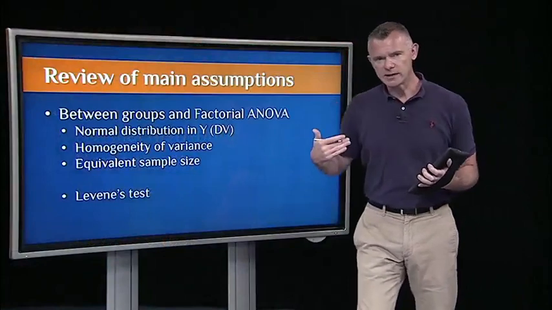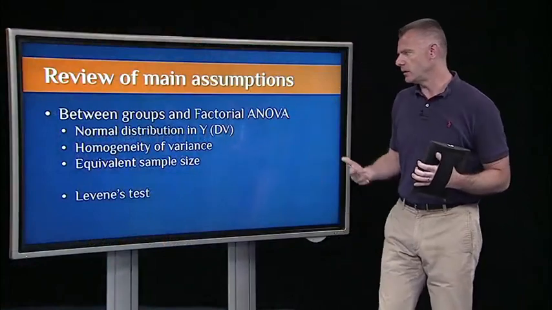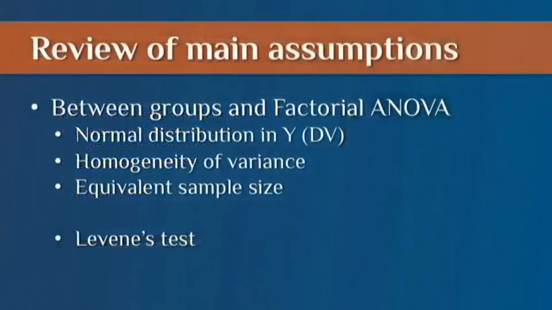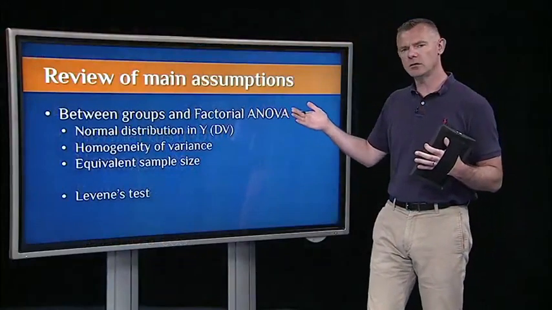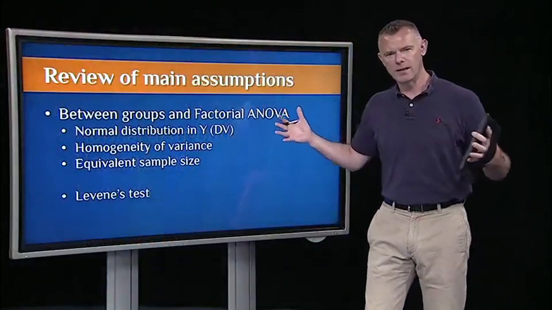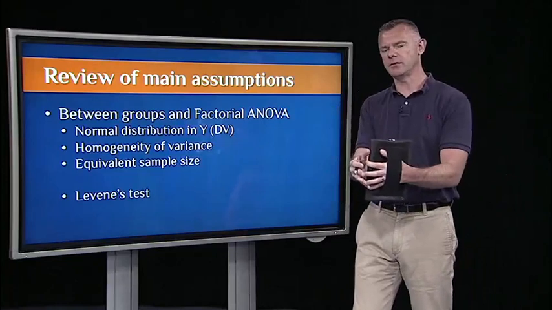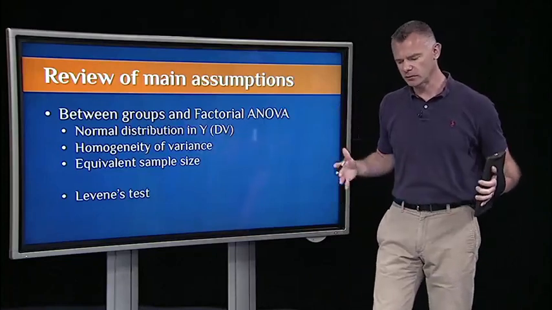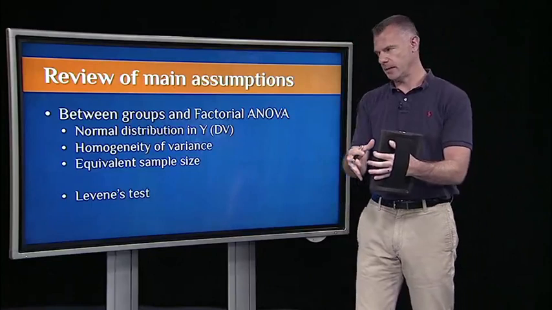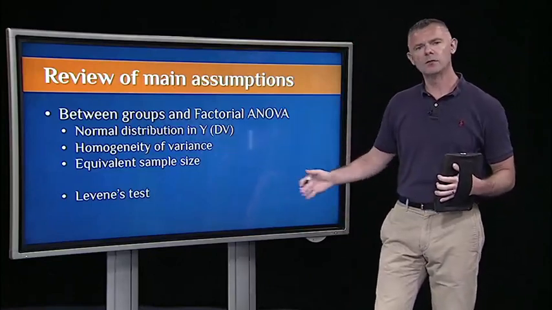We then moved from t-test to ANOVA. And we did between groups ANOVA and factorial ANOVAs. Again, you see that main assumption across all of these tests was the normal distribution in Y, or outcome measure, or dependent variable. We still have this homogeneity of variance assumption because in between groups and factorial ANOVA, we're getting that pooled error term, right? So if we're pooling the standard deviations from all our groups, we're making this assumption that they're all relatively the same. So we would test that again with Levene's test.